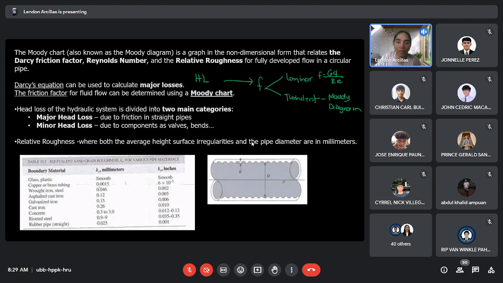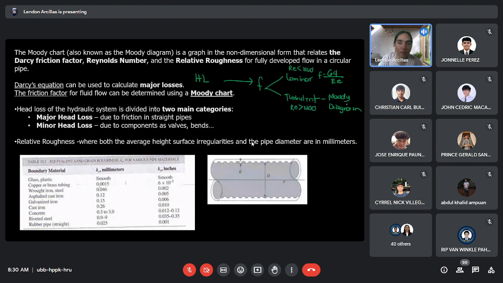So, pag nakuha natin yung Reynolds number na laminar siya, or that is, pag ang Reynolds number is less than 2,100, you'll use the formula 64 over the Reynolds number. Pag turbulent yung flow, which is yung Reynolds number is greater than 2,100, then you use Moody diagram. Okay, so ano ba yung Moody diagram?